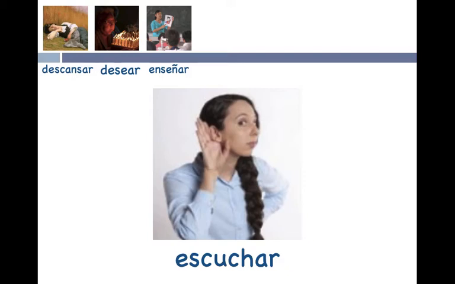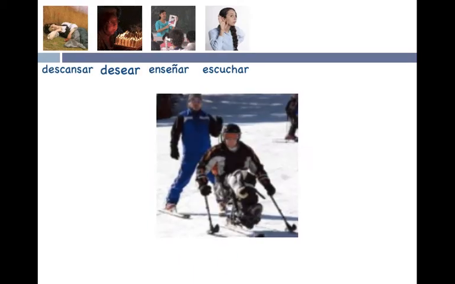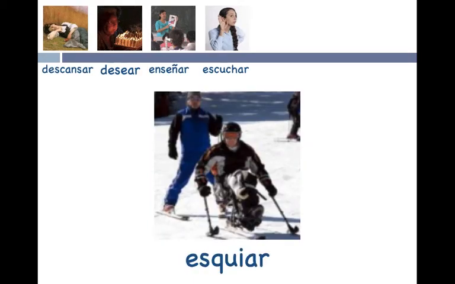Repita, por favor, todos. Descansar, desear, enseñar, escuchar. Esquiar, esquiar. To ski. That's a good cognate. We can see or we can hear ski in there. And remember the Q-U-I. When a Q is followed by a U and an I, forget that the U is even there. It's esqui. It comes out ki. Q-U-E would come out K. You don't even hear that U. Esquiar.